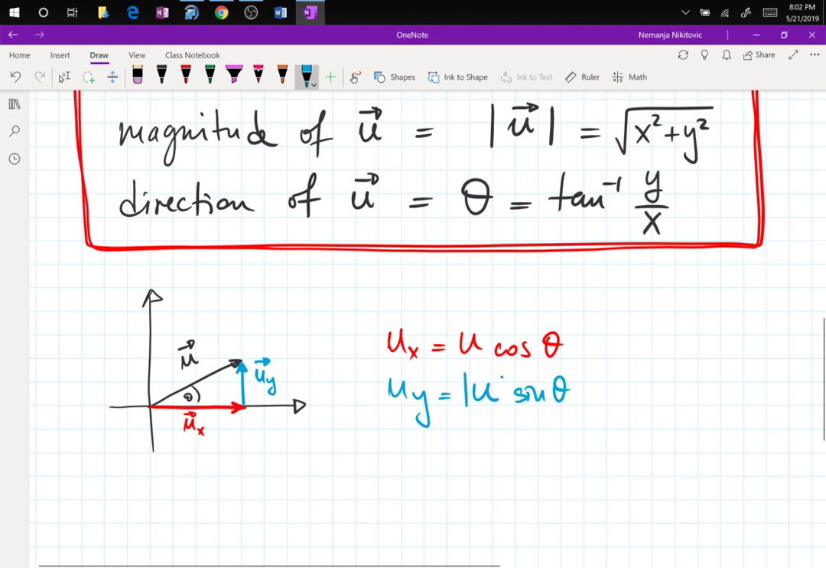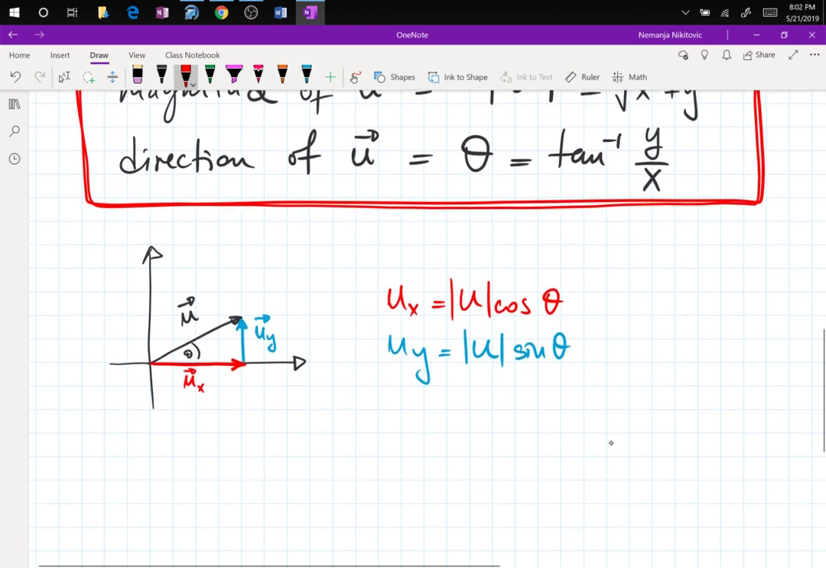Now, oh, I forgot the absolute values here. These are, there we go. These are the magnitude, right? The hypotenuse is the magnitude. The length of the black line is the hypotenuse. It's the magnitude.